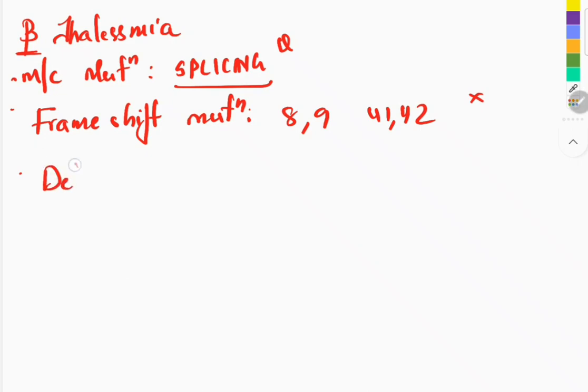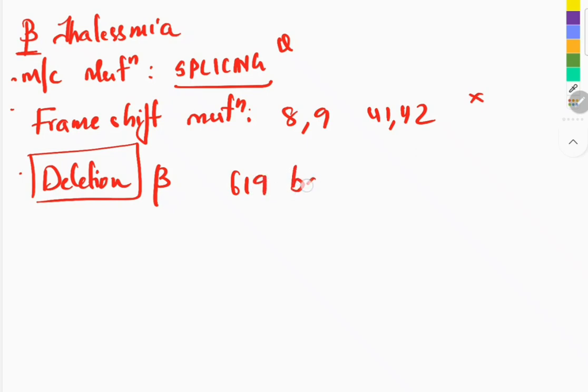In some cases there is deletion that is occurring of the beta chain. There is deletion. Well, this is important. Deletion of 619 base pair can also cause beta thalassemia. Well, this was a previous year question in multiple competitive exams. So deletion of the beta chain, that is 619 base pair, can also cause beta thalassemia.